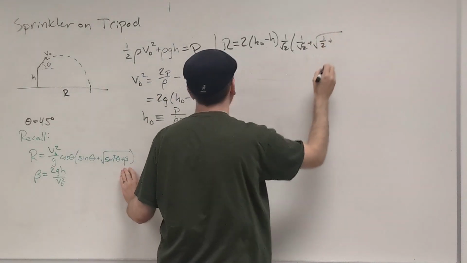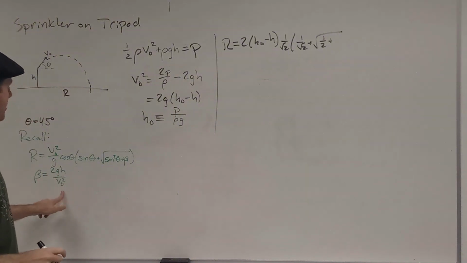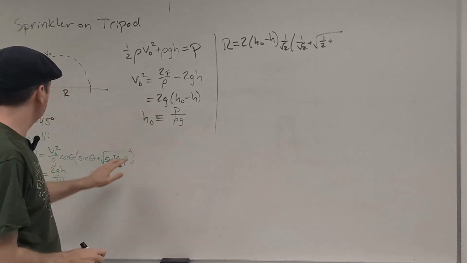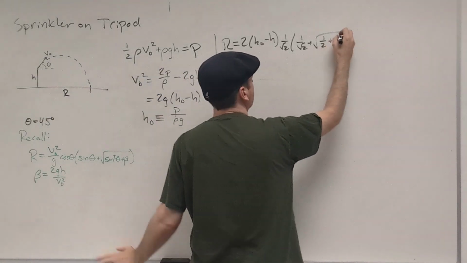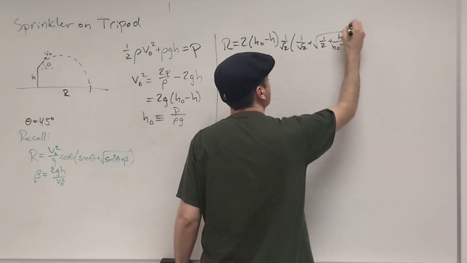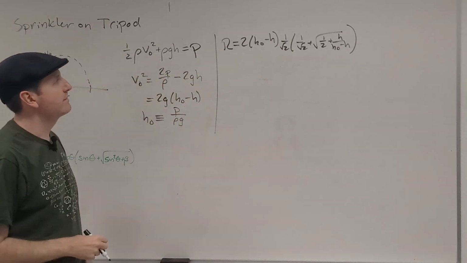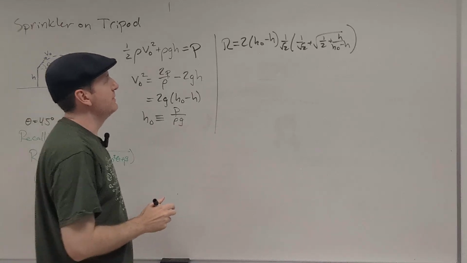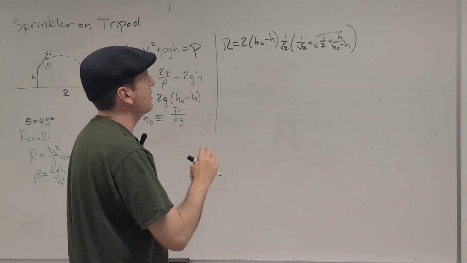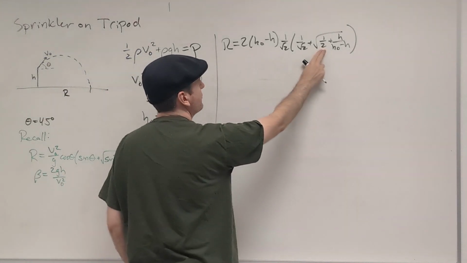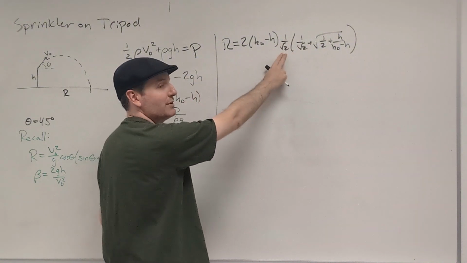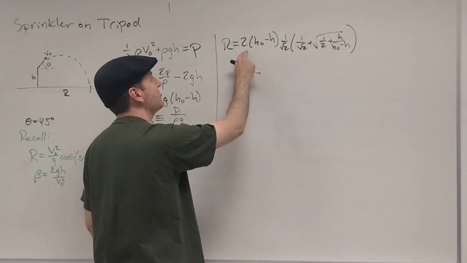Beta is 2gh over v naught squared. v naught squared has this 2g in it. So that'll be this expression. All right, so it's a little ugly as is. Let's clean it up a little bit. So first off, I'll go ahead and factor out a 2 from here, that root 2 from there, and then combine it with this root 2 to cancel the 2 in the front.